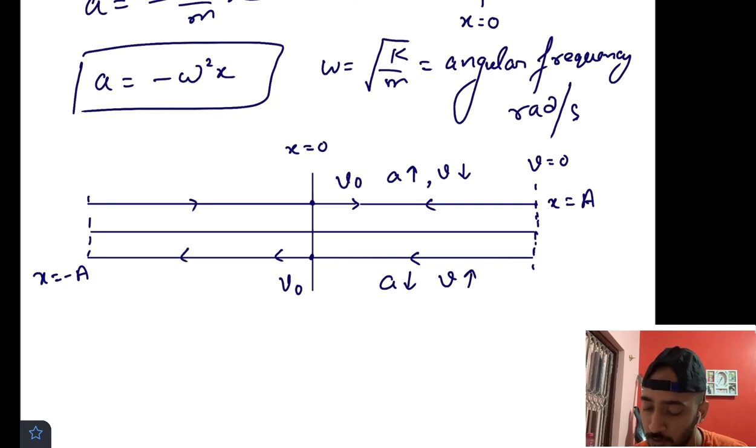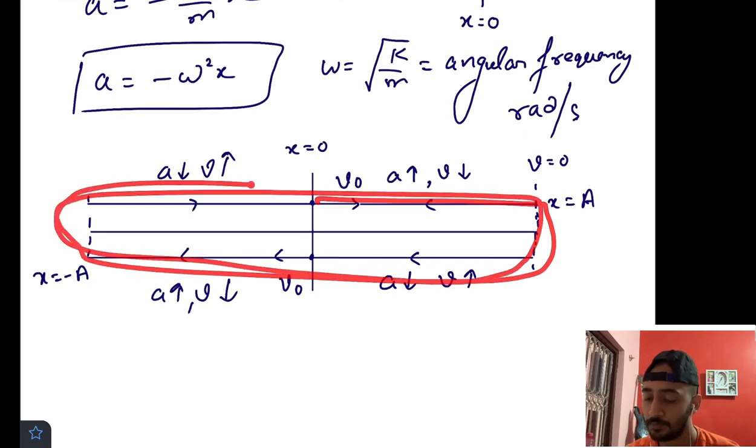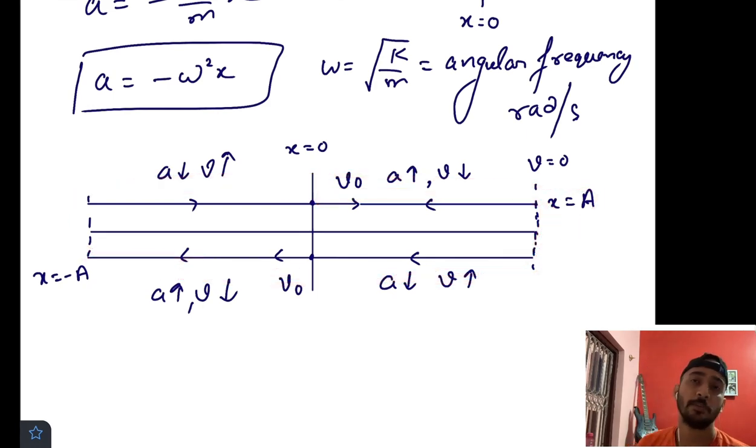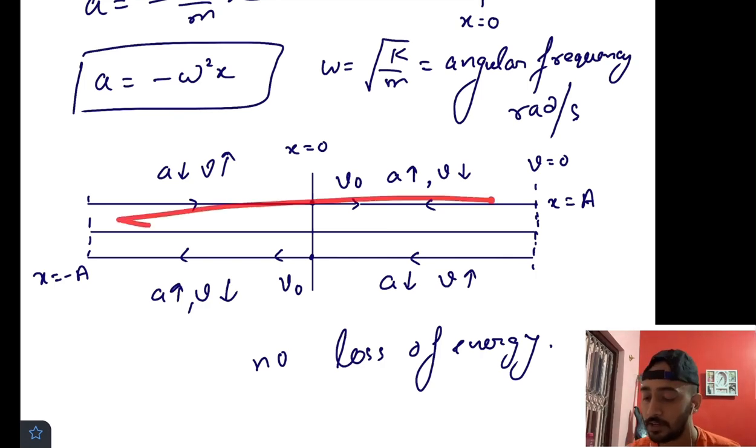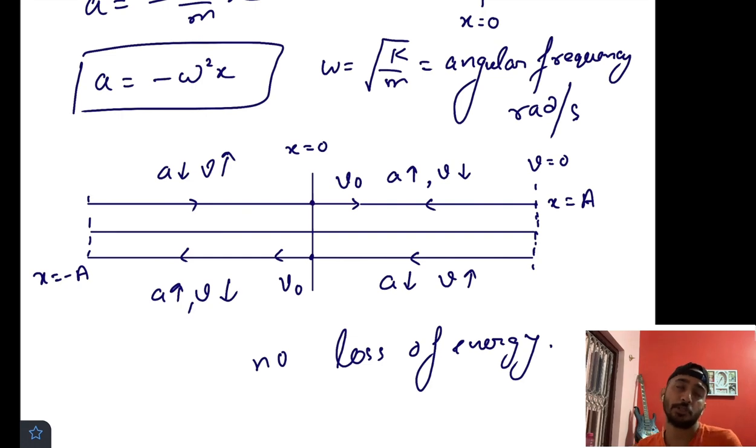In this whole process, the acceleration increases and the speed decreases, then the acceleration decreases and the speed increases. This motion keeps on continuing throughout, because there is no loss of energy. We will begin our chapter considering that there is no loss of mechanical energy in the motion. Then only a continued simple harmonic motion with constant amplitude will take place. Otherwise the amplitude will keep on decreasing and it will look like a damped oscillation, which we will study later, but not now.